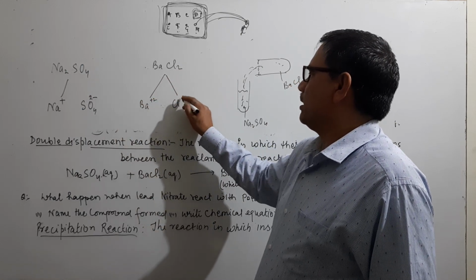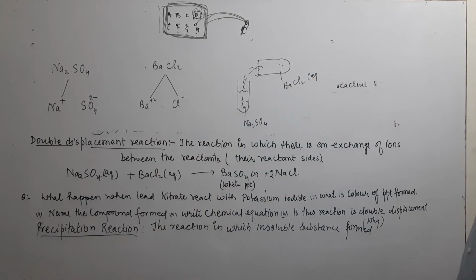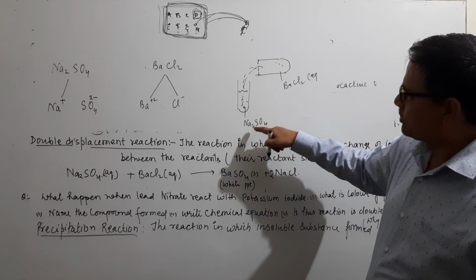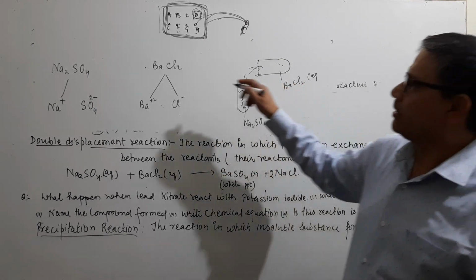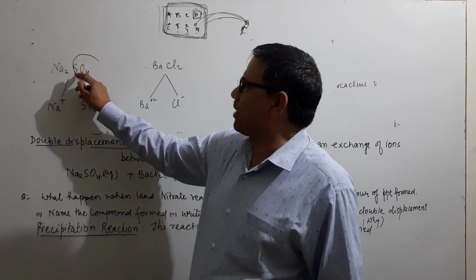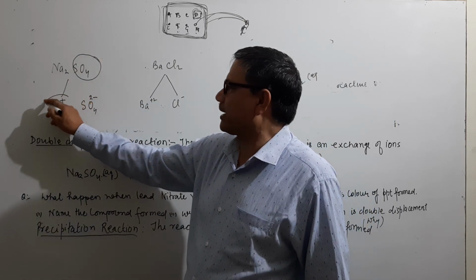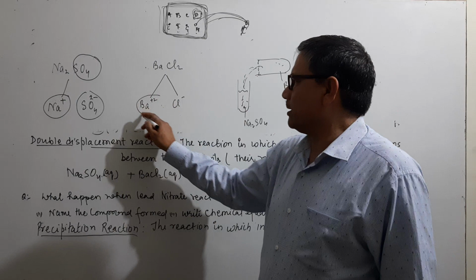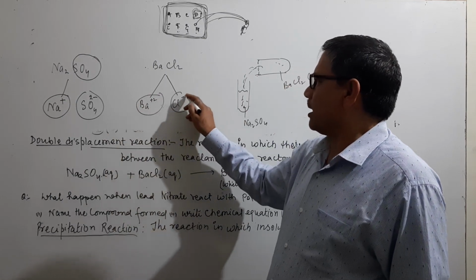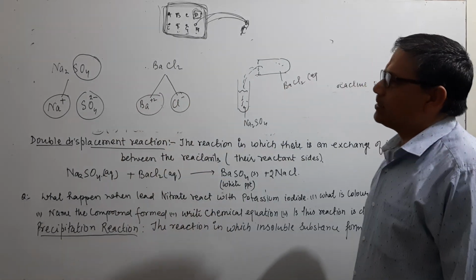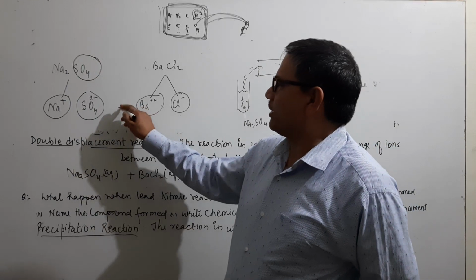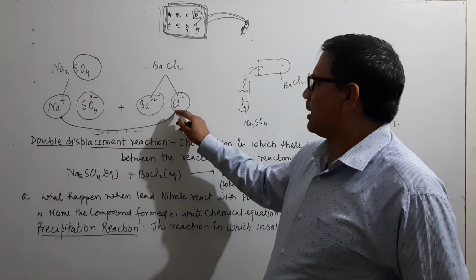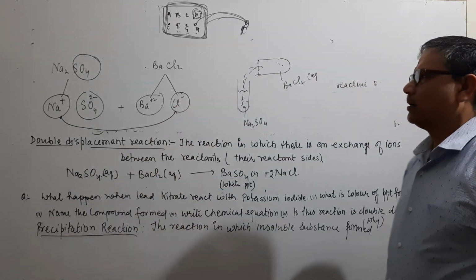When the reaction takes place between sodium sulfate and barium chloride, there will be an exchange of ions. Please be careful. This is the cation and this is the anion. When the reaction takes place, then the cation will react with the anion of the other compound.